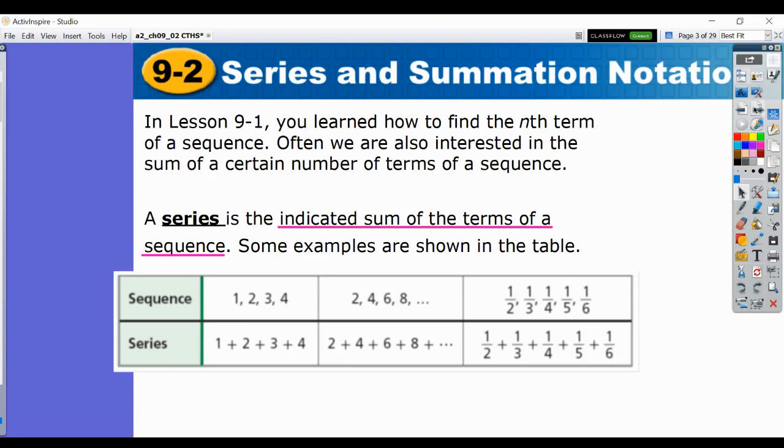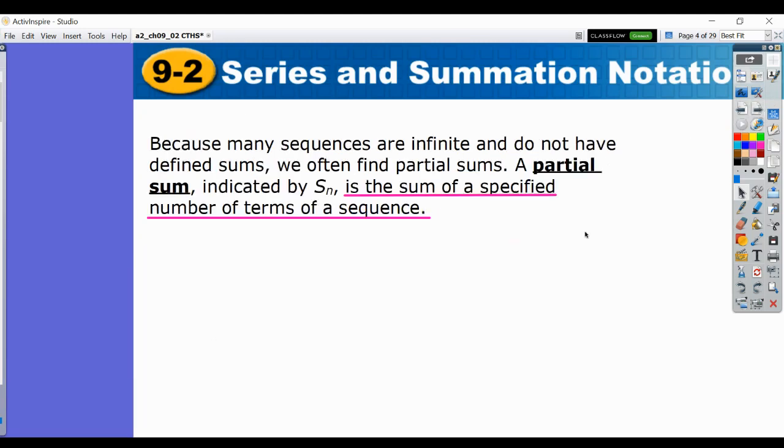So first of all, a series is just the sum of a sequence. A sequence is a list of numbers. A series is when you add up the list of numbers. So that's the only difference there. The last lesson we learned about sequences. Now we're going to add them all up.